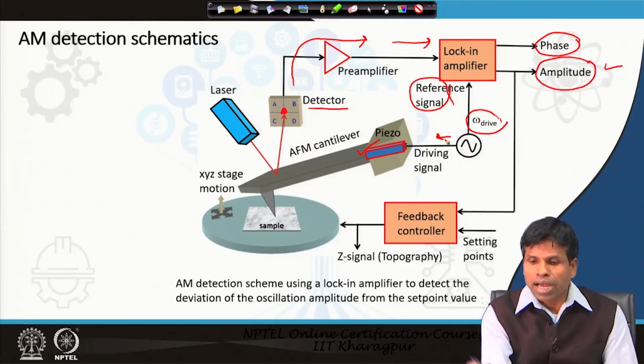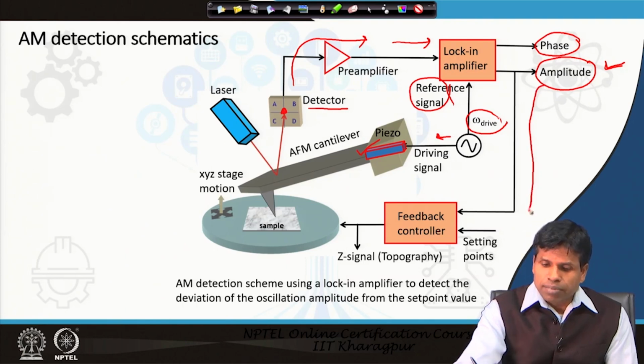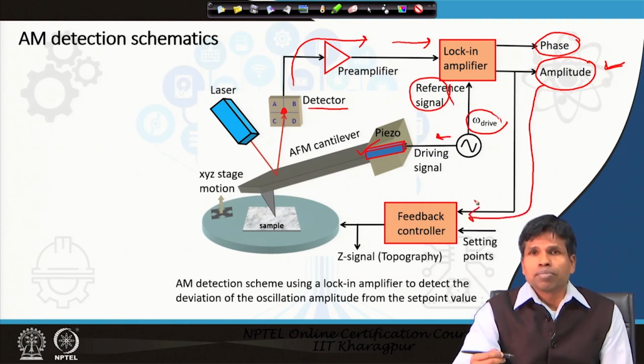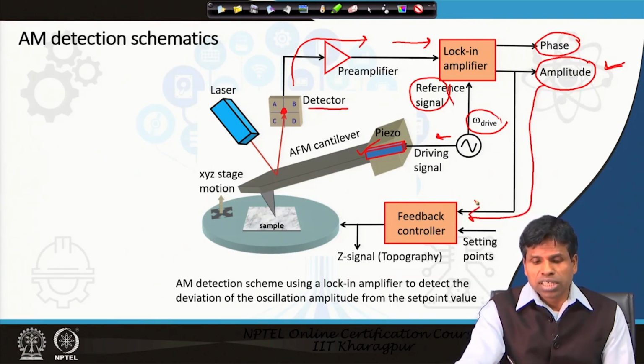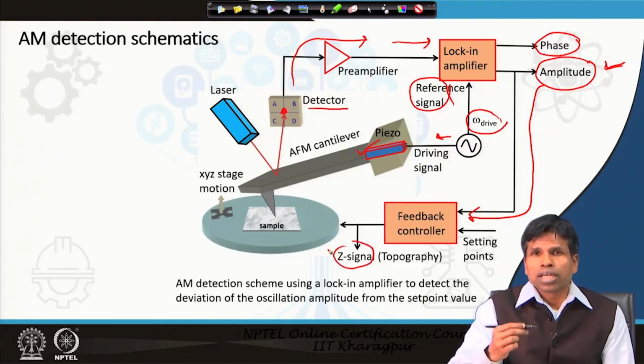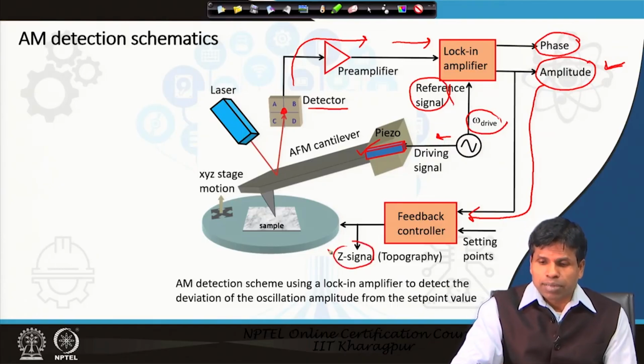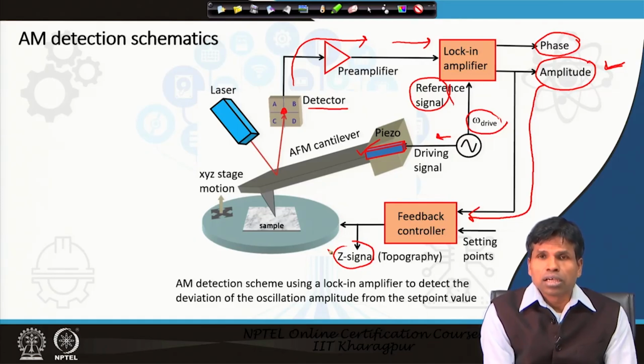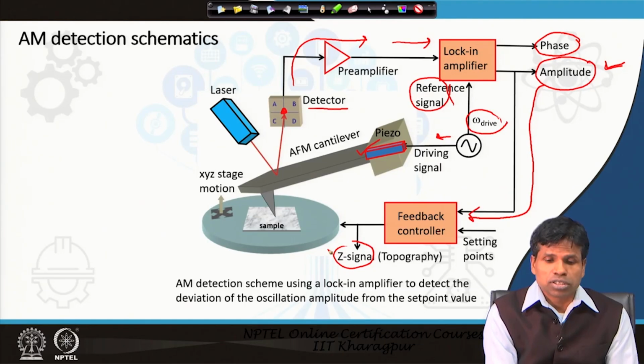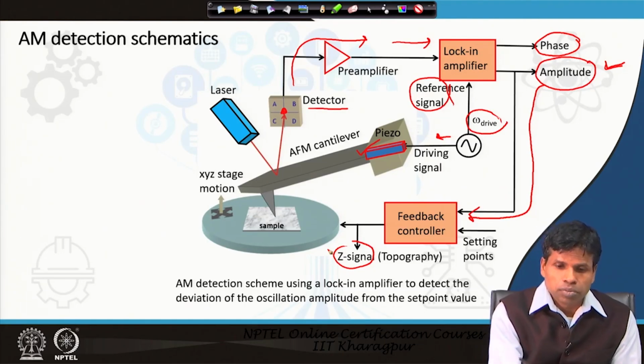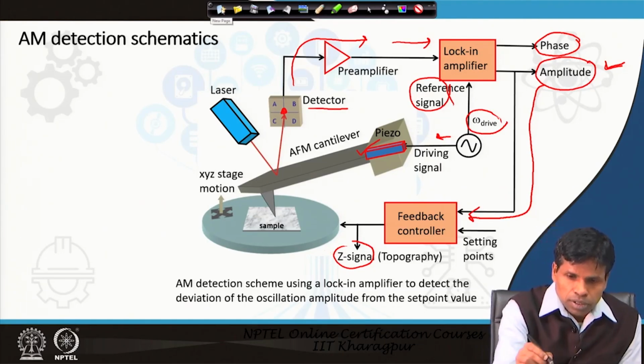driving frequency. By directly measuring the amplitude, we can create a 3-dimensional image, or we can give feedback to keep the amplitude fixed and map the Z signal. We can also do it the opposite way, and in that process also we can create a 3D image using this scheme of measurements.